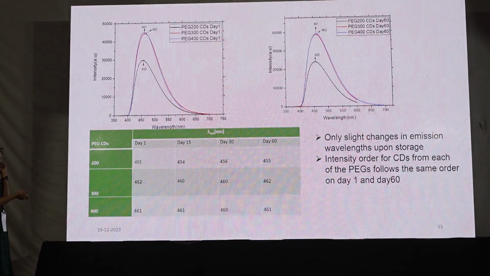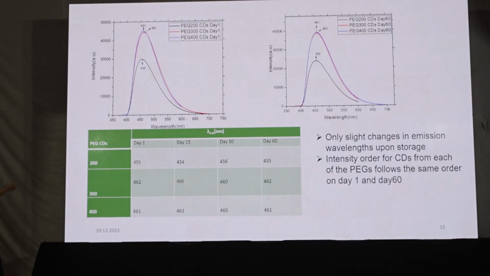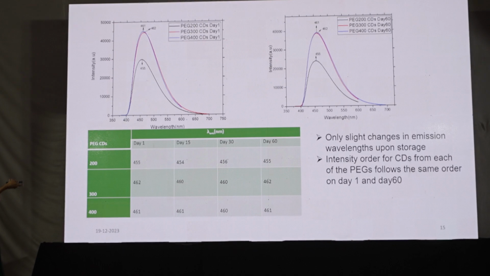And this is just a comparison of PEG carbon dots in day 1 and day 60. The intensity order followed the same order on day 1 and day 60.